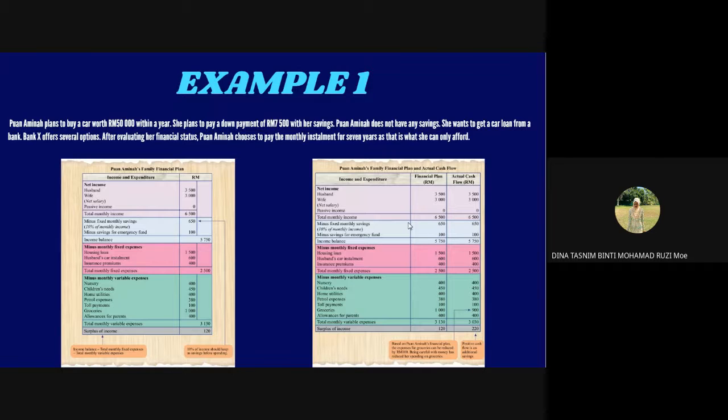So next we will see the Puan Aminah family financial plan and actual cash flow. So here when kita bandingkan, when we compare, we will see the net income, monthly income, income balance, and total monthly fixed expenses are the same. But in monthly variable expenses, you can see that there's positive cash flow because as you can see in grocery, Puan Aminah just used 900 ringgit. She actually planned to use 1,000 ringgit, but she used 900 ringgit only. So she's being careful with money. That has reduced her spending on groceries.